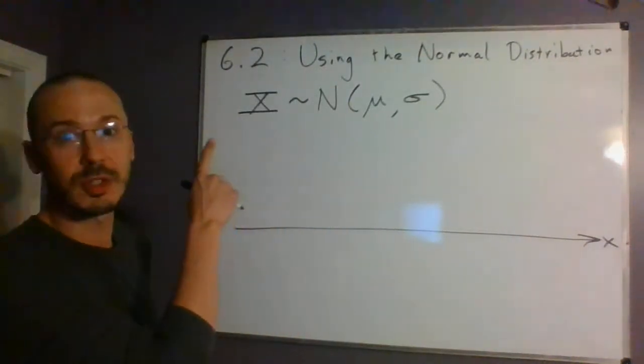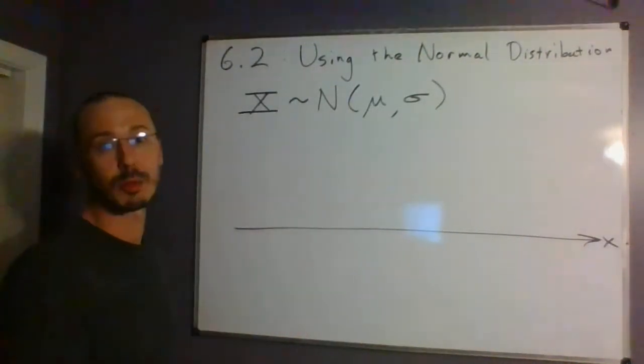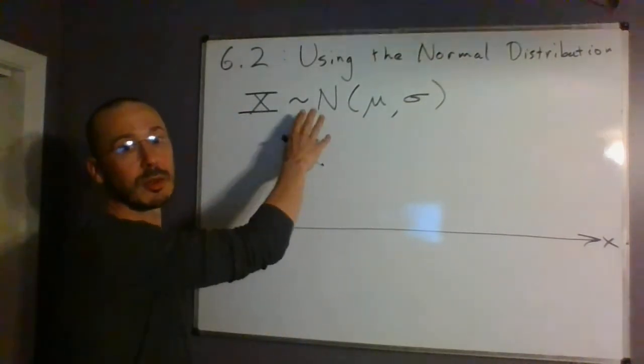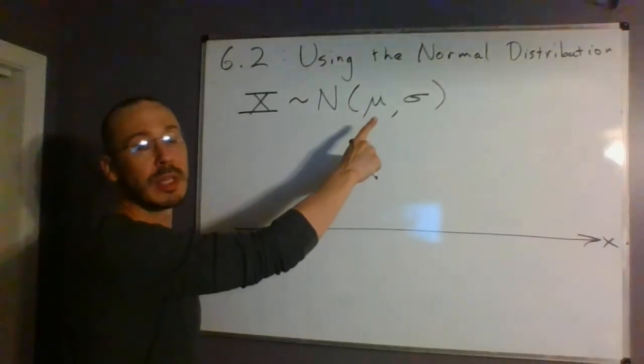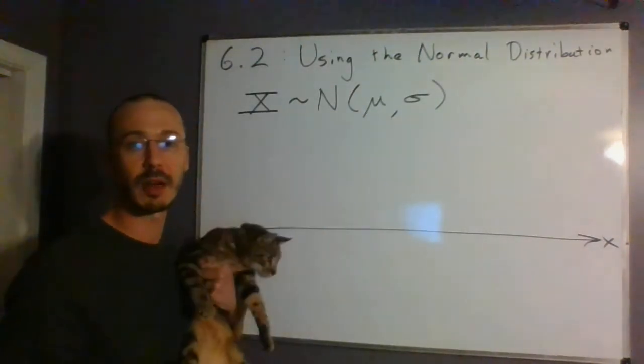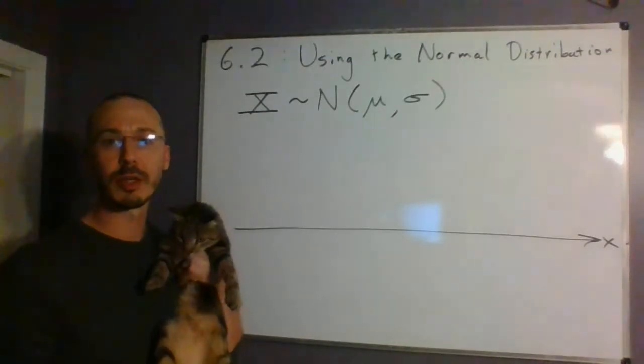Section 6.2 is on using the normal distribution, and from the last section we had the notation x is distributed normally with a mean mu and a standard deviation sigma. That's the notation.